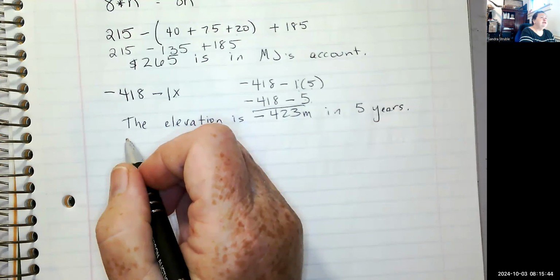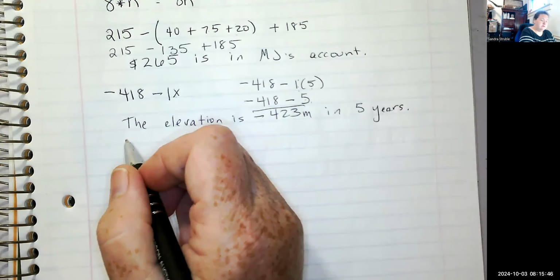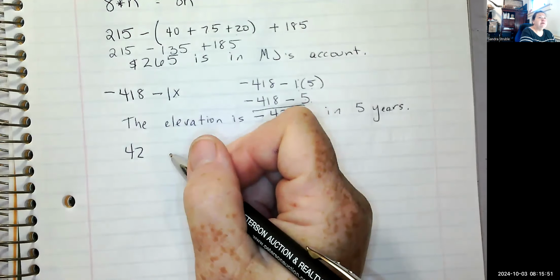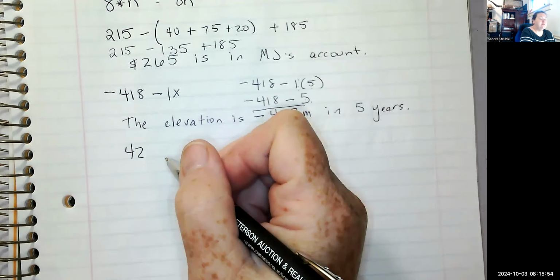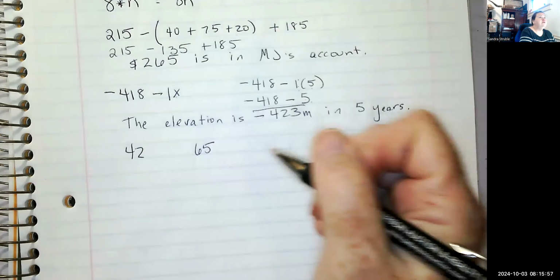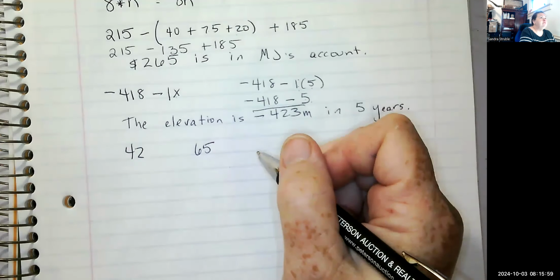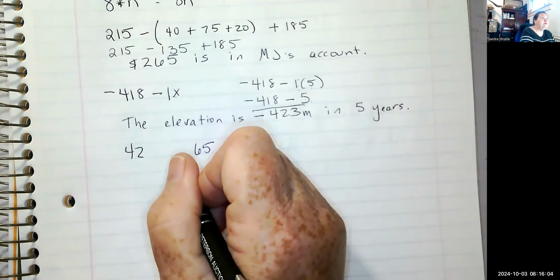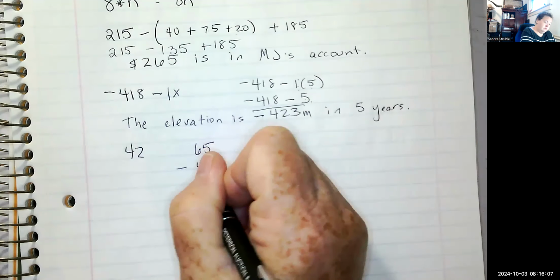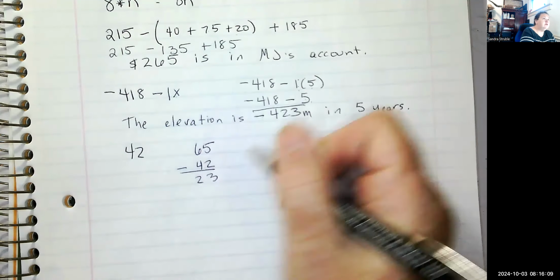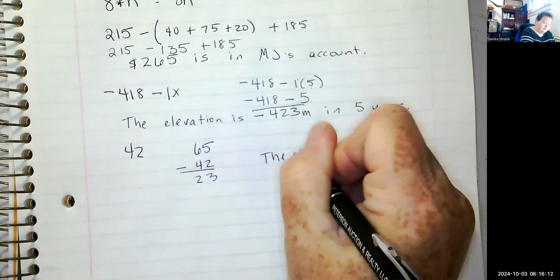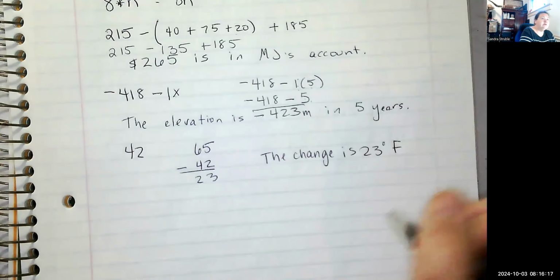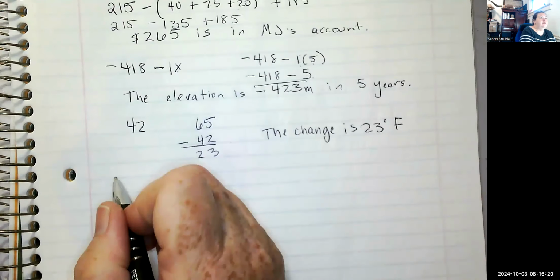The first recorded temperature is 42 degrees Fahrenheit. I'm just going to write that down. 4 hours later, the second temperature is 65 degrees Fahrenheit. What is the change in temperature? Oh, well, you take 65 and subtract 42. The change is 23 degrees Fahrenheit.